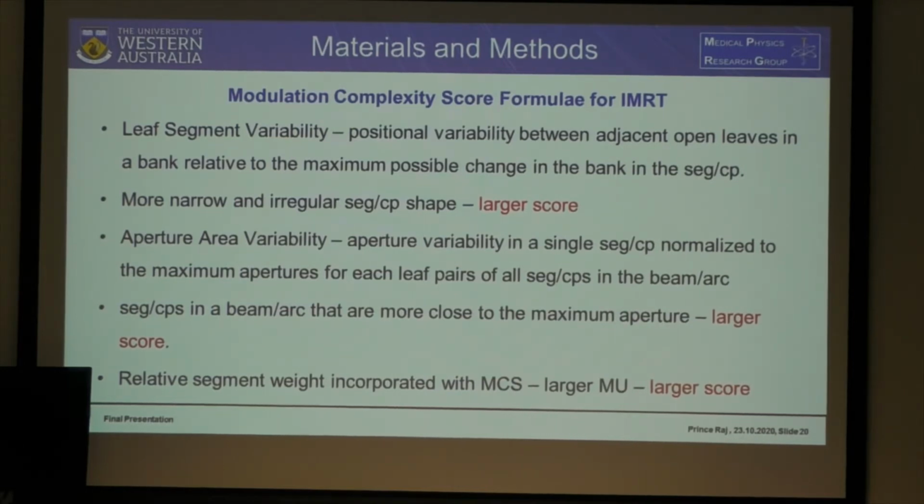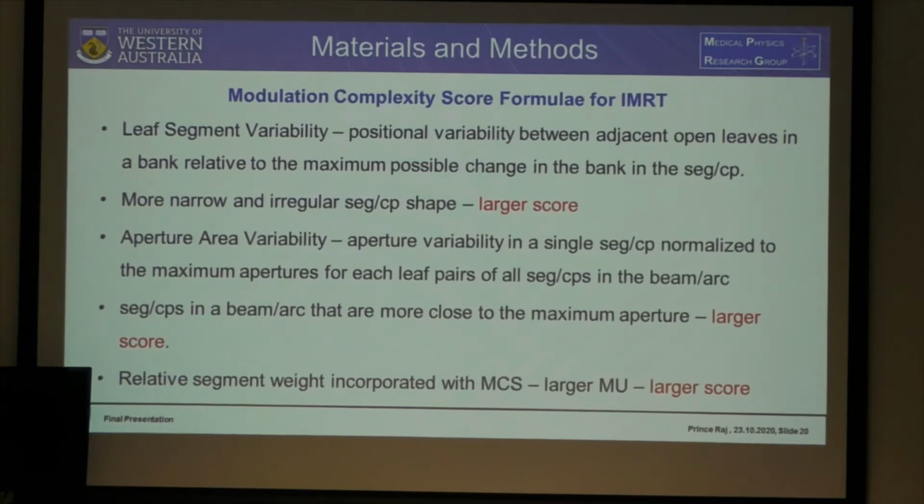In terms of aperture area variability, it's just the area between the MLC positions of opposing leaves. So aperture variability in a single control point is normalized to the maximum aperture for each leaf pair in all the segments, so the maximum apertures for all the beams, all the segments in the beam. So yeah, that's also the same. If the beams consist of maximum aperture, it relates to the largest score.